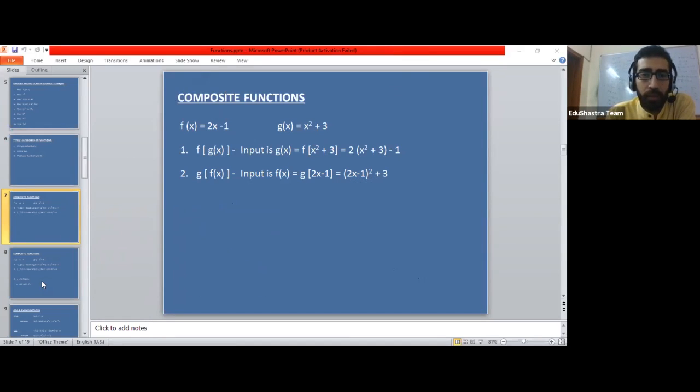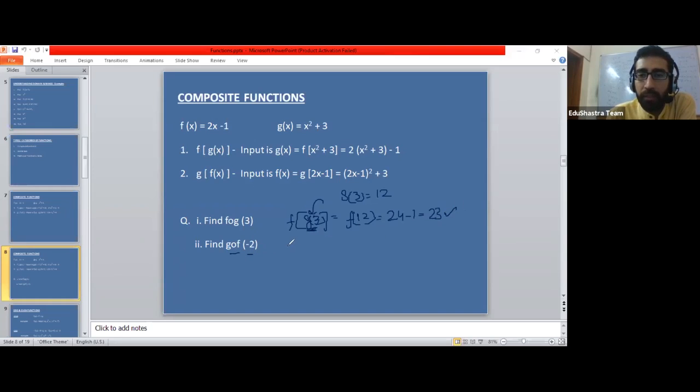If I had to find f of g(3), this would mean finding g(3) first and then using that as an input. g(3) comes out to be 3 squared plus 3, 9 plus 3, 12. So you are trying to find f of 12, which means putting x equal to 12: twice of 12 is 24, minus 1, 23. So f of g(3) is 23.